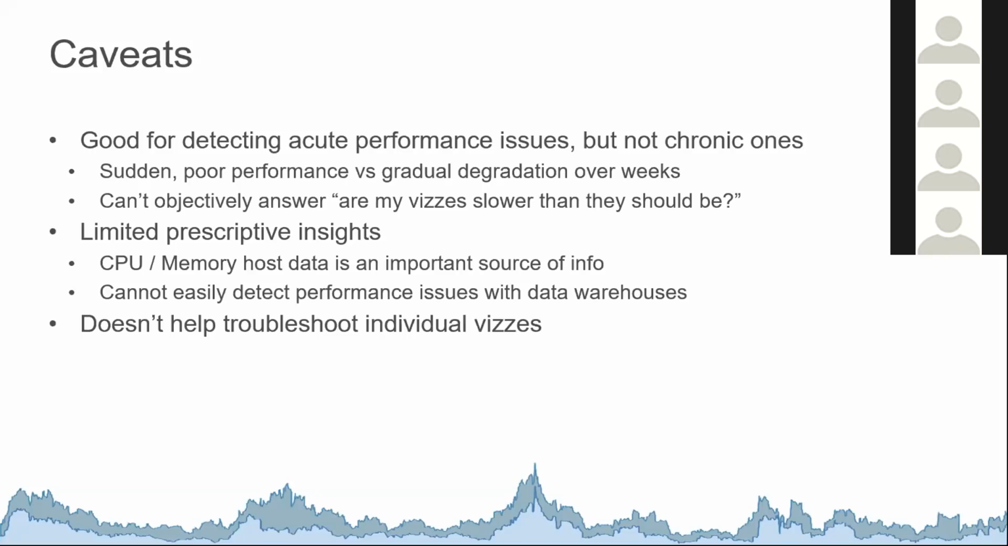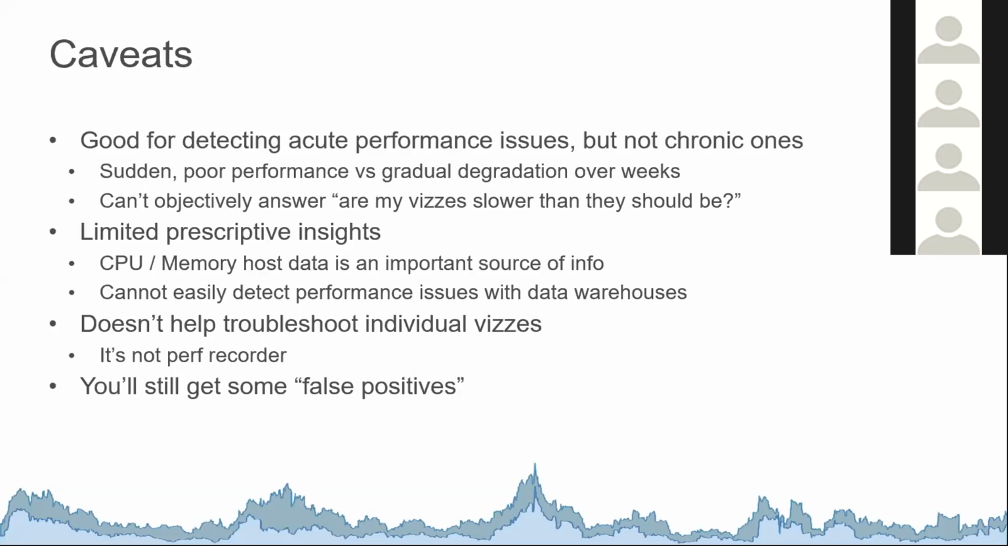It also doesn't help troubleshoot individual Vizes. So you don't know why a given Viz is slow. It doesn't do perf recordings. Basically, you can't break it down any more than the Viz rendering time. We can't look at how long queries took. That information is not stored in the HTTP requests table, so we can't get it.